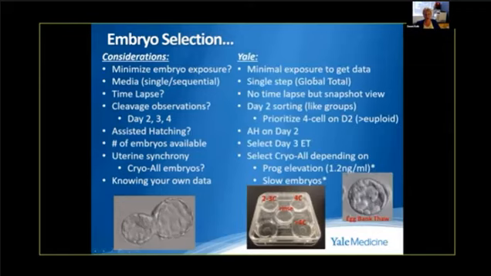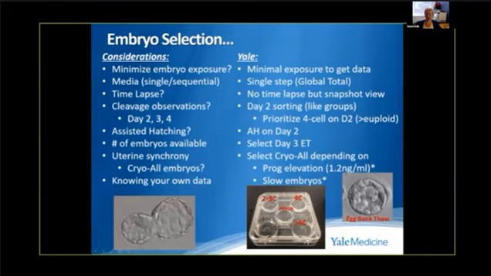We strive to use minimal exposure, but also to balance the data that we want to get that we think is relevant data. So at Yale, we're using a single step media. We use Global Total media. We do not use time-lapse, but we do a snapshot view, which is a day 2 observation, which is one of the primary algorithms that are used for time-lapse. And what we do with that snapshot view is we sort our embryos on day 2 into like groups. So we'll sort into a 5-well dish. We'll sort our embryos that are 2 and 3 cells into one well, 4 cells into another, and greater than 4 cells.